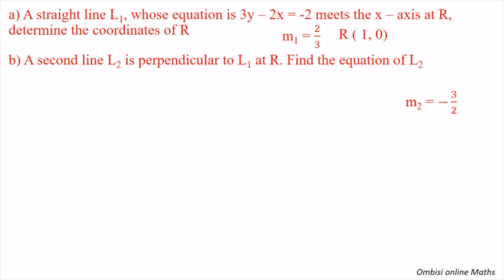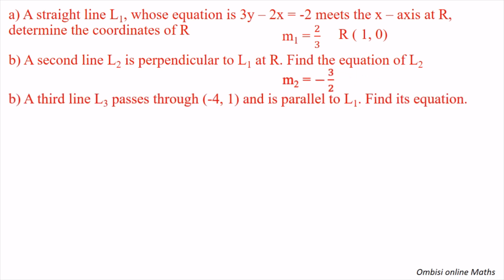Now let us move on. Part C of the question says a third line L3 passes through negative 4, 1 and is parallel to L1. So find its equation. Now, the concept of parallel lines is that if two lines are parallel, then their gradient is the same, or their gradients are equal.